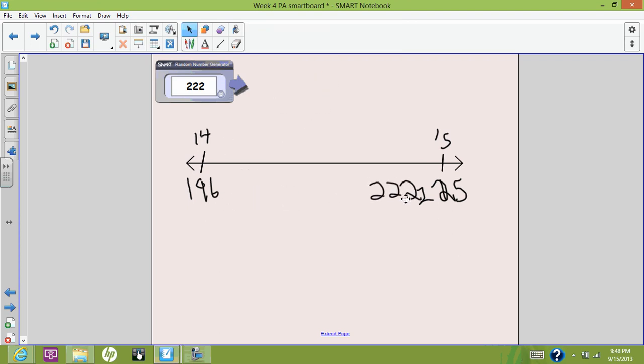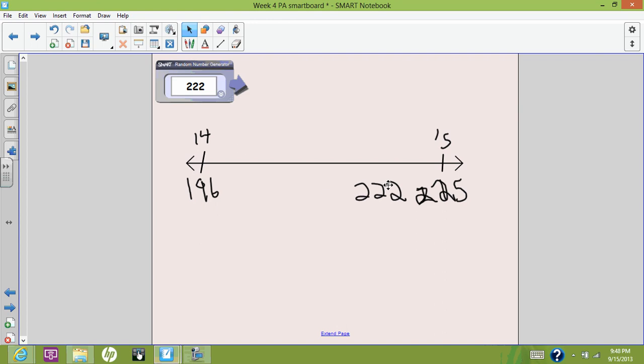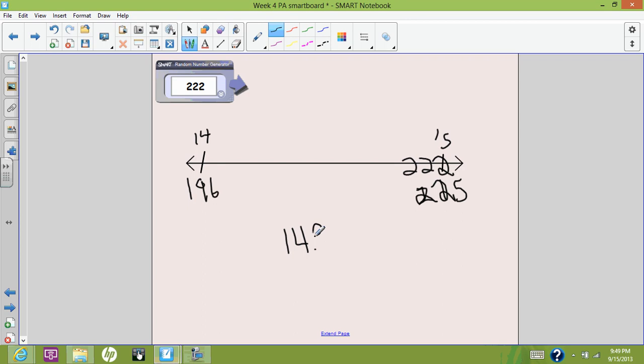So if I look for where 222 should go between, you know what, that looks like a 1. Let me fix that. 222, between 196 and 225, it's going to be a lot closer to 225 because it is 26 numbers away from 196. So it's going to be way up here, like almost right next to it. So I'm going to make an approximation that my square root of 222, let's say it's 14.9, approximately. Use your approximate symbols.